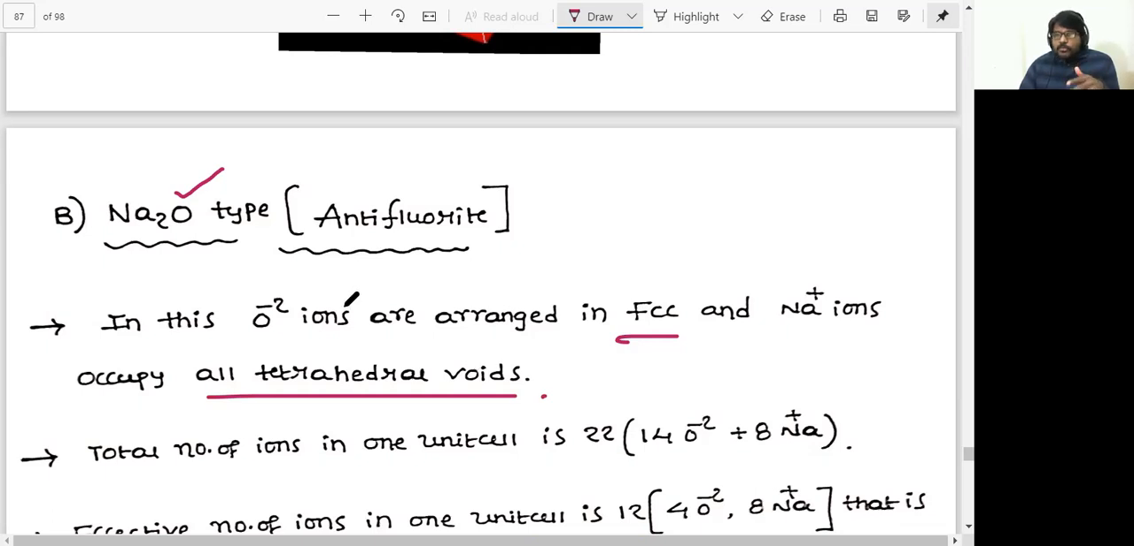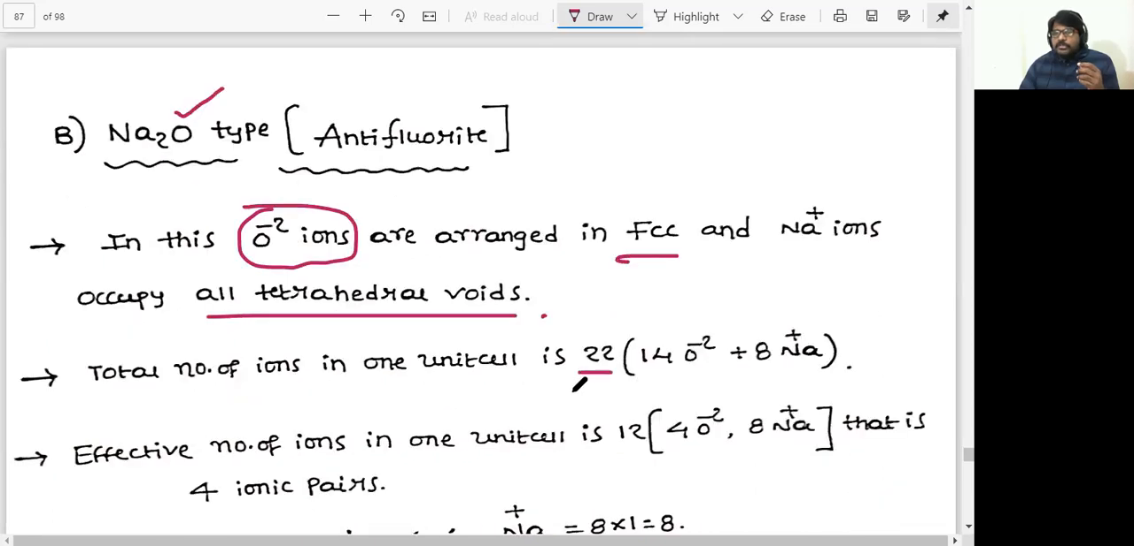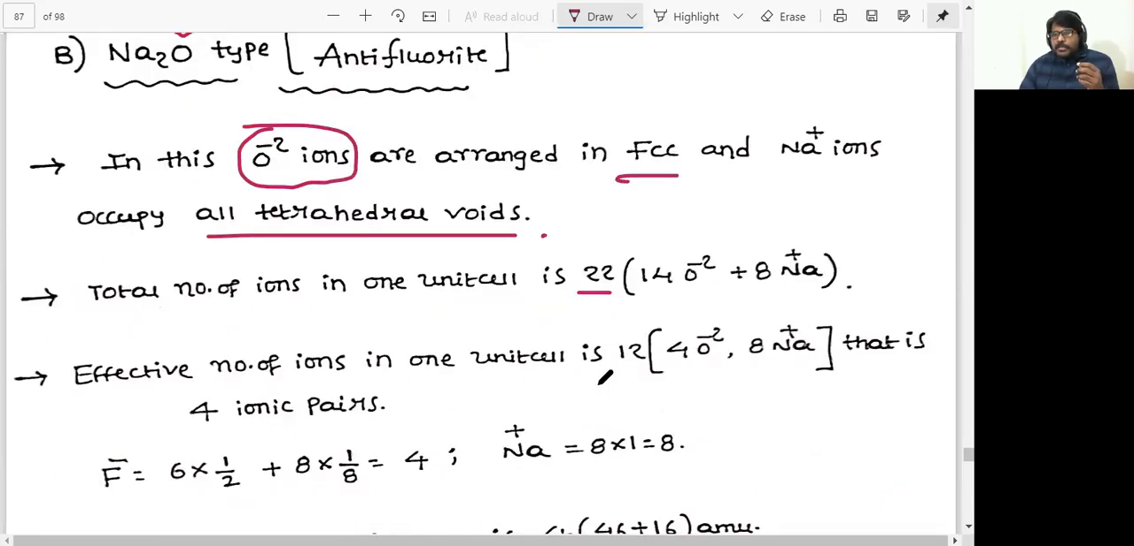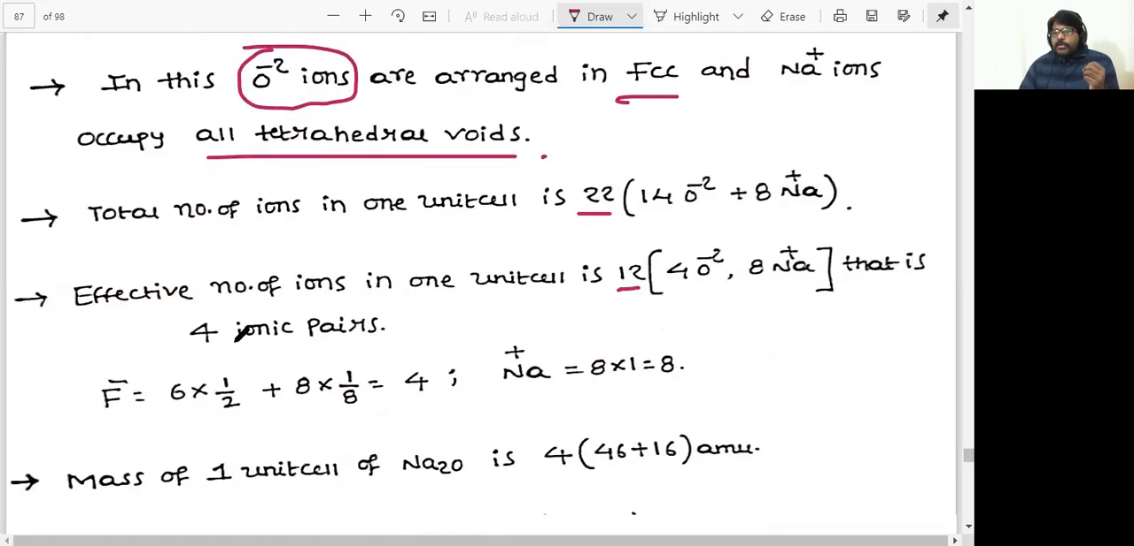If you compare this Na2O with the previous one, CaF2, here almost the occupancy wise, packing fraction wise, it is the same. But there in CaF2, the lattice was formed by calcium plus 2, but here the lattice is formed by O minus 2. Almost the same thing you will get. The effective number of ions you will be calculating is 4, that is again 4 ionic pairs.